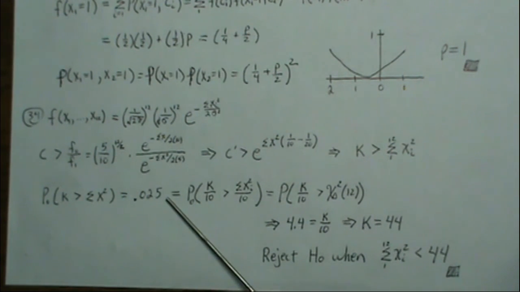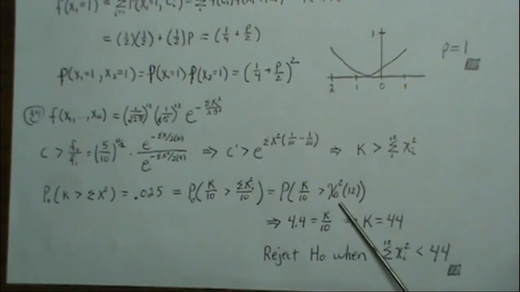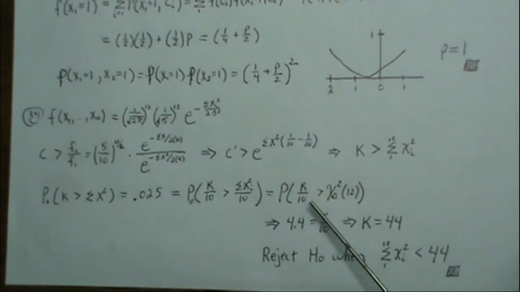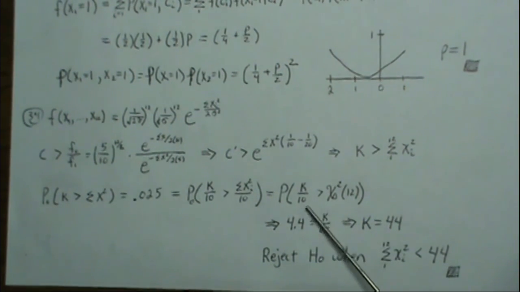Now, under the null hypothesis, the true sigma squared is 10. So if we divide both sides by 10, this piece becomes a chi-squared with 12 degrees of freedom. So then the probability that chi-squared is less than some number is equal to 0.025. That implies that this piece right here is 4.4. So it equals k over 10. So then you solve for k and you get k is 44. So the rejection region is we reject if the sum of the xi squared is less than 44.